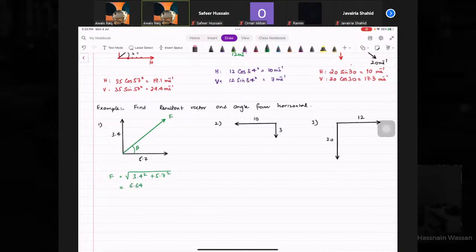Now, what about the angle? You need to understand that if the angle is next to this, this is the adjacent, this is the opposite. And now you can use tan theta, because tan theta is opposite over adjacent, which means 3.4 divided by 5.7. So tan inverse of 3.4 over 5.7 should give you about 30.8 degrees. Do you guys understand? That's pretty simple. So can you also do it for the next two?